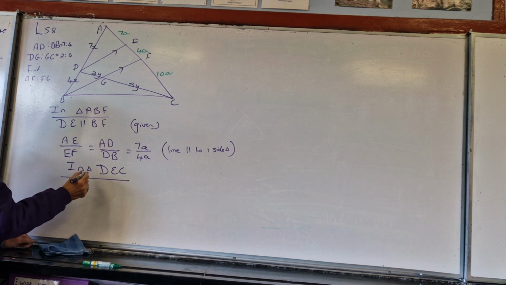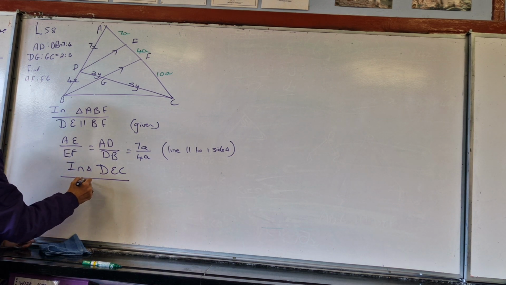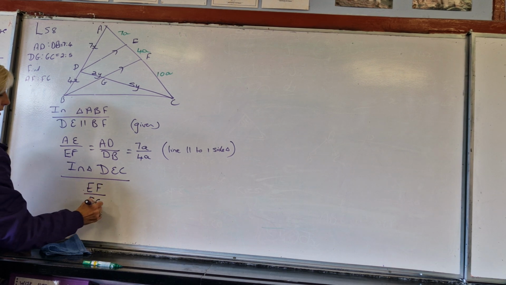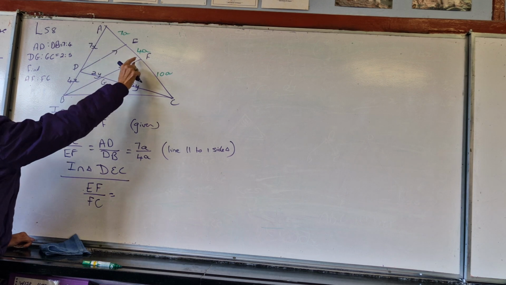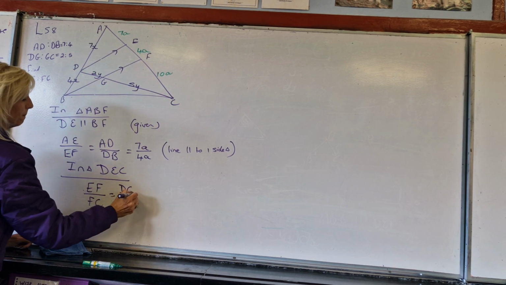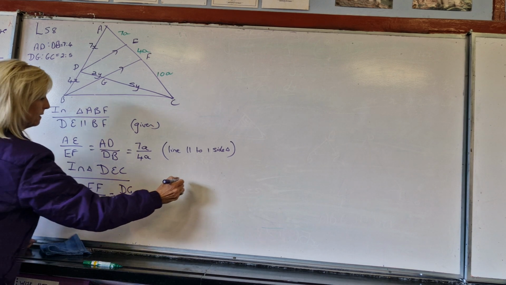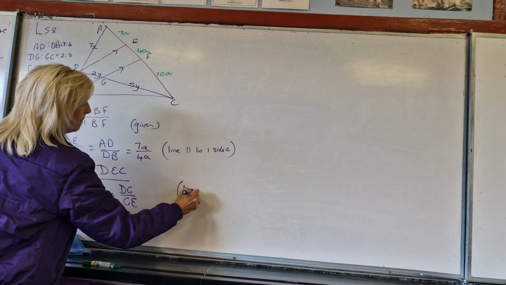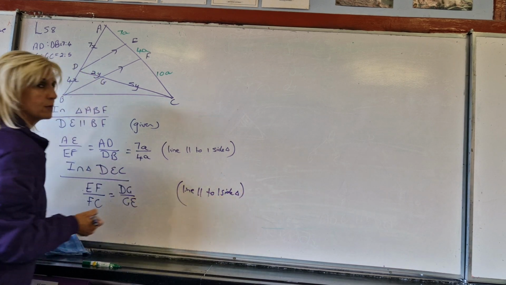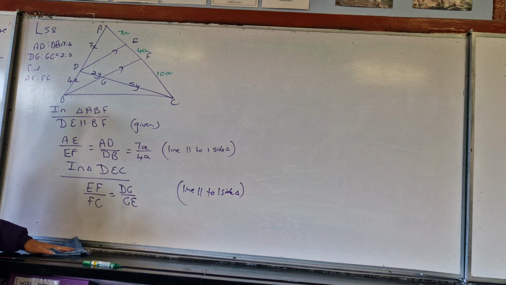So therefore, I will have EF over FC equal to DG over GC, for the same reason: line parallel to one side of a triangle. Please get your abbreviations right.